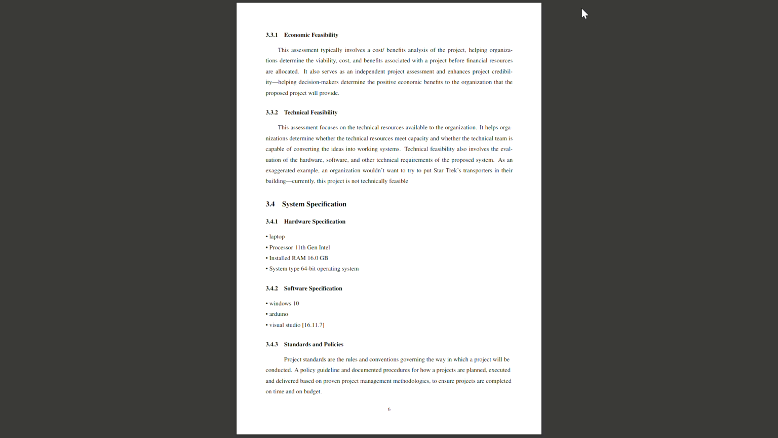And technical feasibility. This assessment focuses on the technical resources available in the organization. It helps the organizations to determine whether the technical resources meet the capacity and whether the technical team is capable of converting the ideas into working systems. The system specifications: hardware specification, which includes laptop, processor 11th gen Intel, installed RAM 16.0 GB, system type 64-bit operating system. And the software specifications are Windows 10, Arduino, Visual Studio.